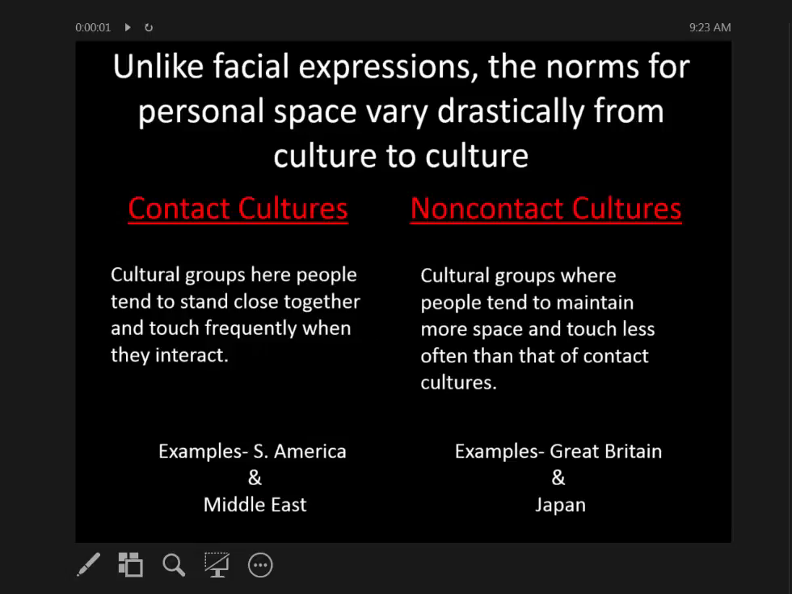Unlike facial expressions, the norms for personal space vary drastically from culture to culture. There are 2 types, contact cultures and non-contact cultures. Cultural groups in contact cultures tend to stand close to each other and touch frequently when they interact. Examples are South America and the Middle East. Non-contact cultures are where people tend to maintain more space and touch less often than that of contact cultures. Examples are Great Britain and Japan.